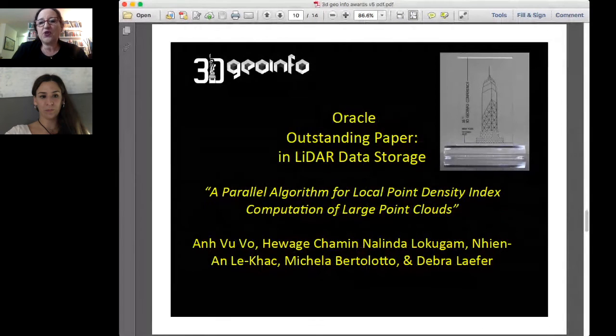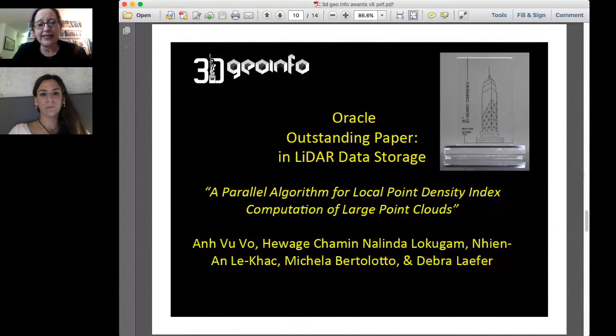Our next sponsor award is from Oracle. This is the outstanding paper award in LiDAR data storage, a parallel algorithm for local point density index computation of large point clouds. And this goes to my collaborators, Vu, Shamin, An, and Michaela. So well done.